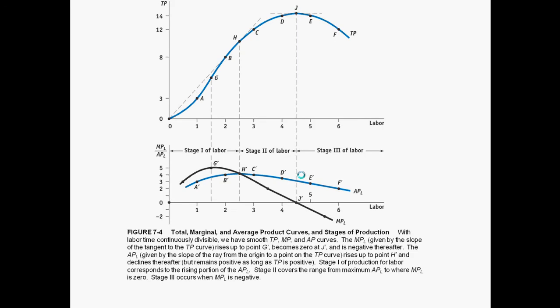But now here we kind of distinguish. First, these are drawn a little bit smoothly, so we treat labor time as continuously divisible. So maybe you can hire part-time workers, or you can ask workers to work overtime, so you're not constrained by units there. But we distinguish stage 1 of production for labor. This is the rising portion of average product. So this is where average product is rising. You're actually increasing your product per worker.